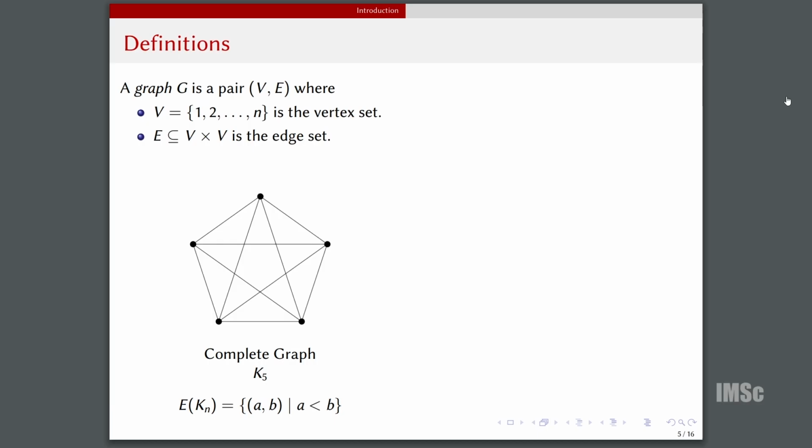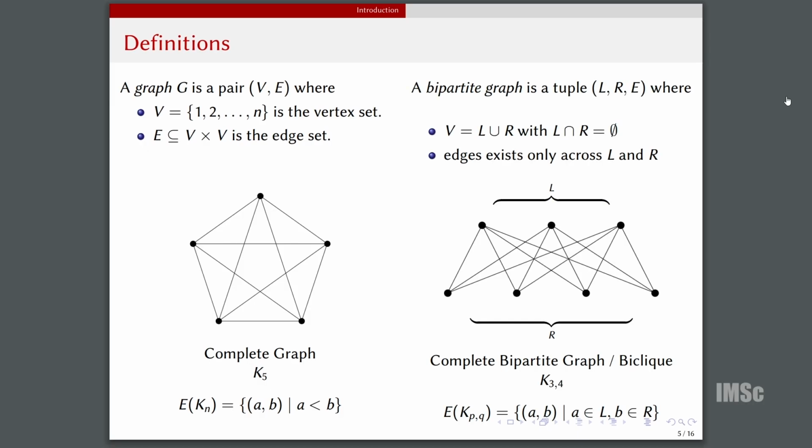So just to remind you of some definitions. For a graph, we will consider the vertices labeled from 1 to n. Edges will be a subset of V cross V, and this will be an undirected graph, so edges are unordered. Whether we consider AB or BA will be the same. So in the complete graph, the set of edges is basically the set of all pairs where A is less than B. Similarly, there is a bipartite graph, which is a tuple.